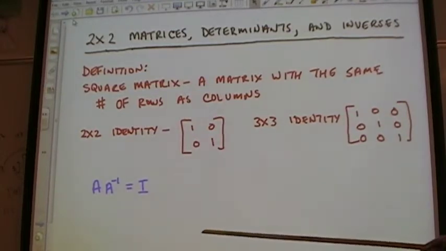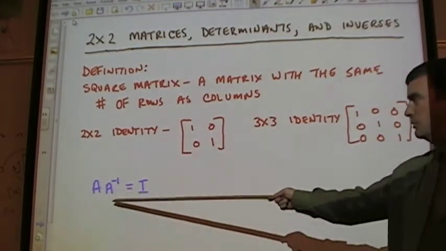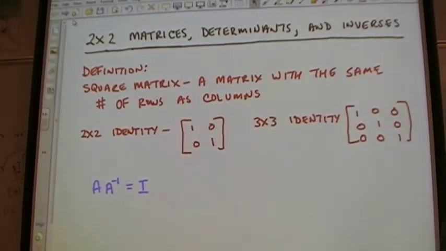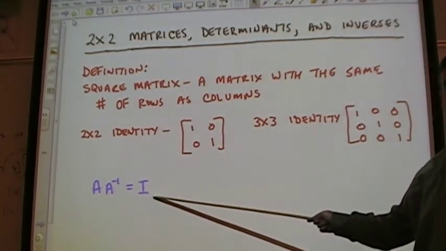And down here, this symbol right here, if you have matrix A times A to the negative 1, A to the negative 1 is your inverse matrix. Okay? And we'll get to what the inverse matrix is in a second. But when you multiply a matrix by its inverse, you will always end up with the identity matrix.